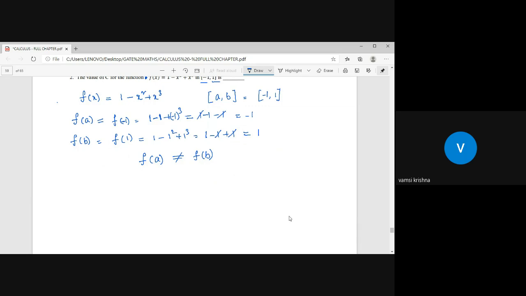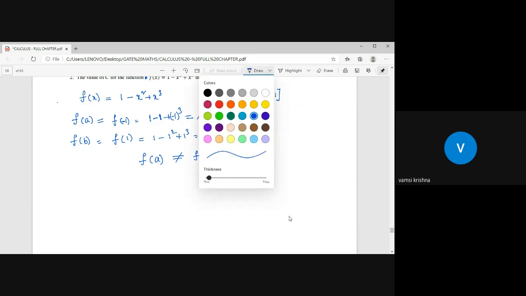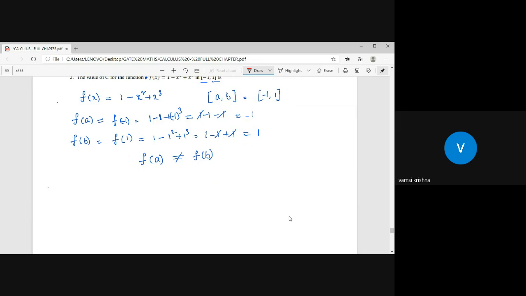Yes, the Lagrange's statement, try to remember it. So what is that Lagrange's statement? There exists some c in the given interval such that f dash of c is equal to f of b minus f of a by b minus a. Yes, this is the Lagrange's one. So from here, I should know one by one. Sir, if you want to talk about f dash of c, first you need to know about f dash of x.